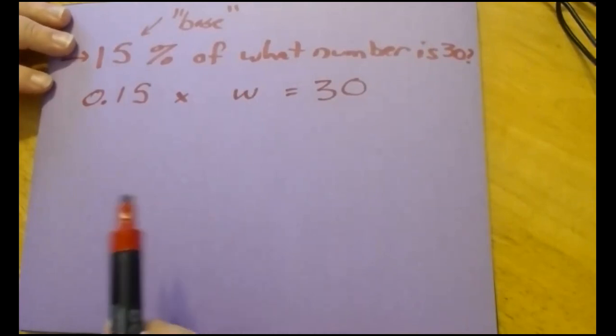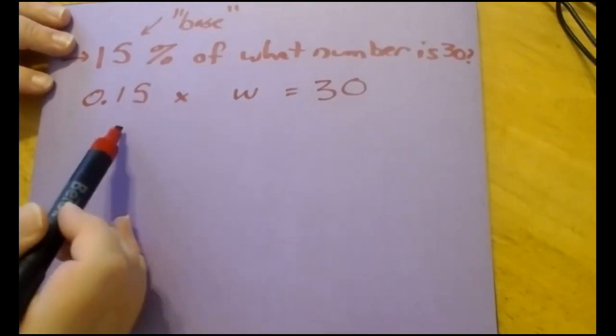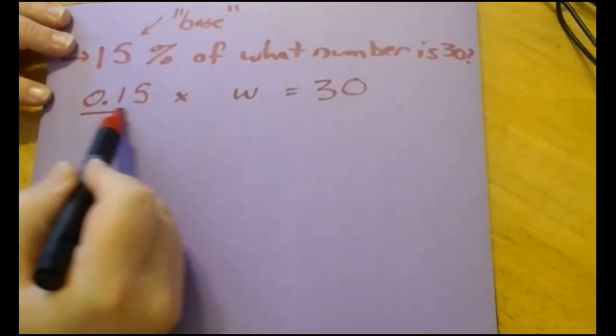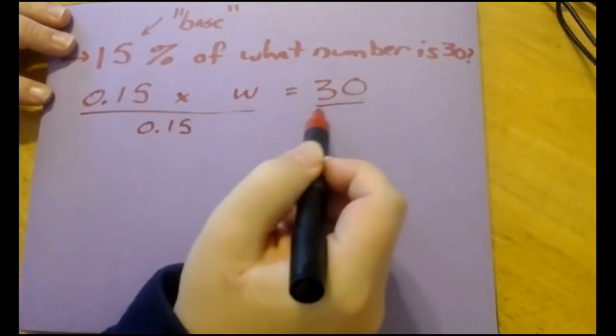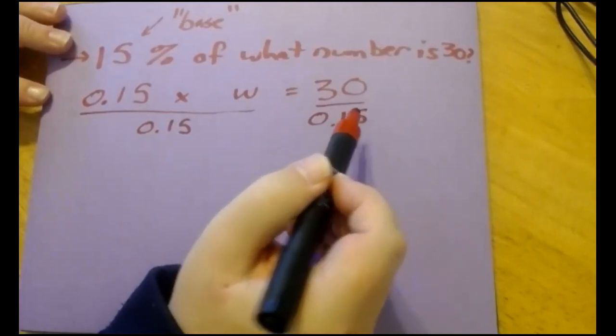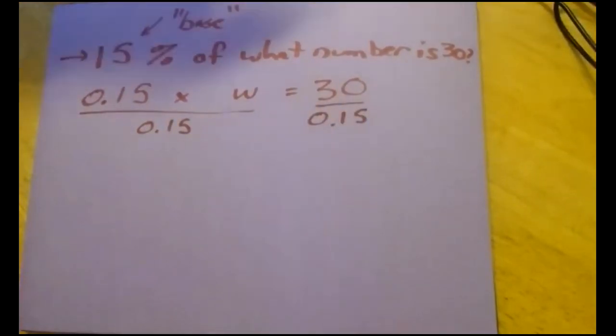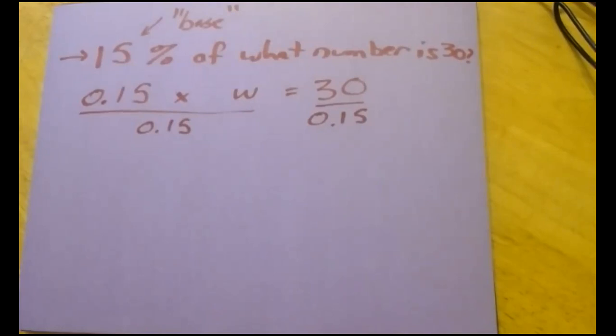Now to finish up, we consider that W is connected to this number with multiplication. So we use the opposite, which is division. And we divide both sides. And then we get the calculator. And we figure out 30 divided by 0.15.